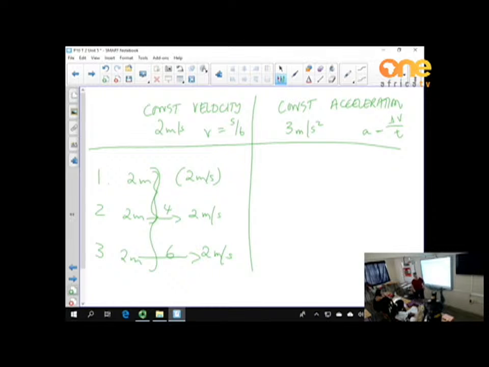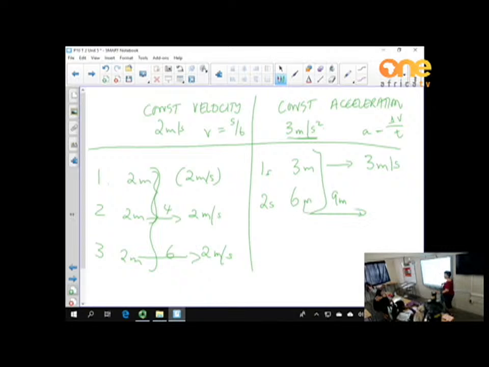Now, when we are accelerating, let's say I'm accelerating at 3 meters per second. In the first second, I am going to travel 3 meters. My speed in that second is going to be 3 meters per second. In the second second, I am now going to travel 3 meters further. I'm traveling 6 meters because I'm accelerating at 3 meters per second. So, after 2 seconds, I will have traveled a distance of 9 meters.